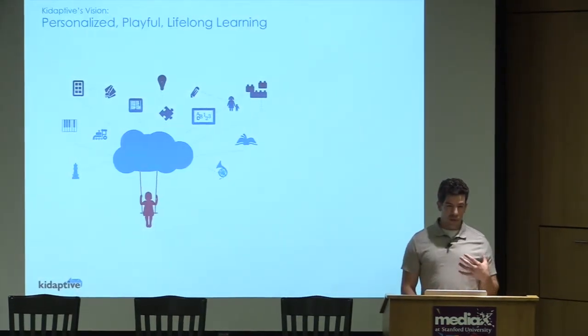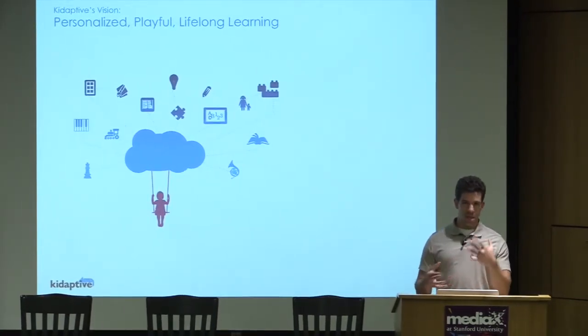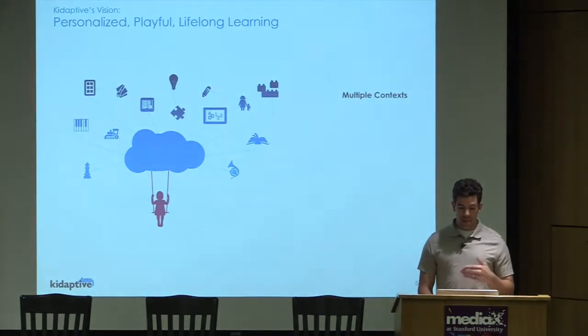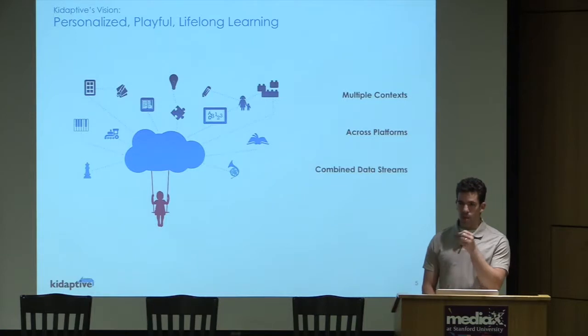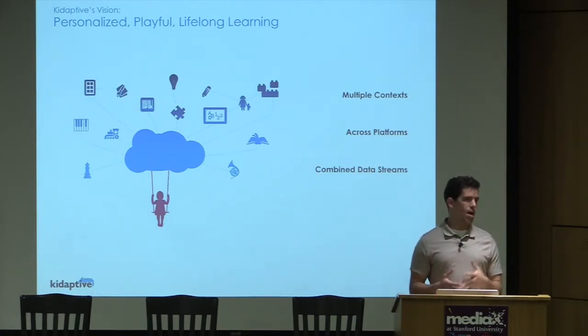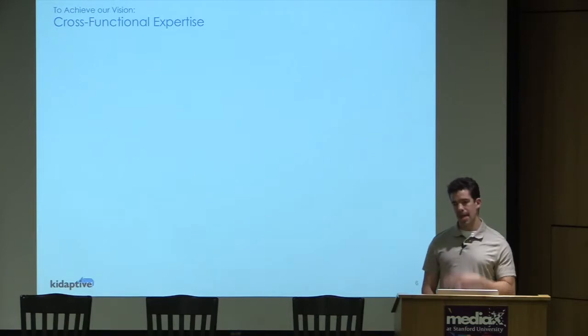At Kidaptive, what we're trying to do is bring about a meta ecosystem, which is to say an ecosystem of ecosystems, in which kids are still learning in multiple contexts, but those multiple contexts are all contributing data across platforms to combine into a single data stream that will help us arrive at a more coherent and complete interpretation of a particular learner's trajectory. And the way to do that is to build a team that has a bunch of different skill sets.